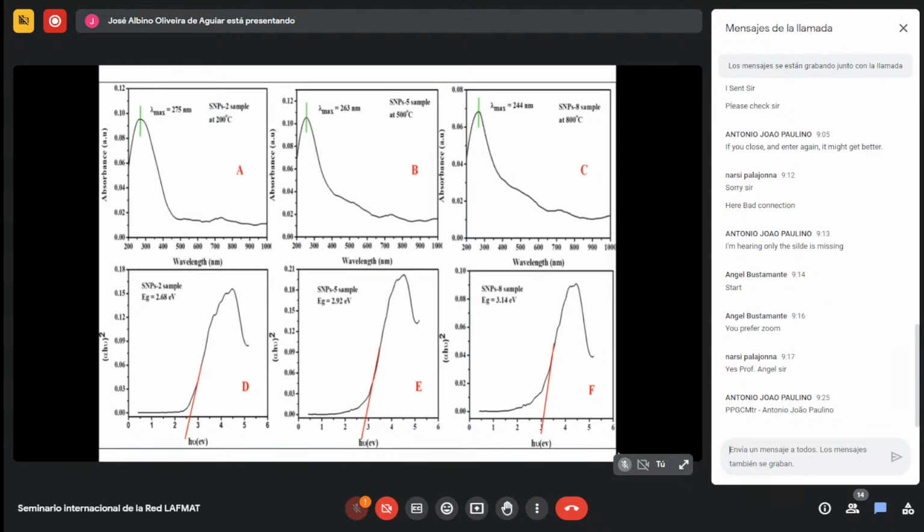At the lower temperature, it shows a band gap value of 2.68 electron volts. But in the case of higher temperature, that is 800 degrees centigrade, the tin oxide nanomaterial band gap is 3.14 electron volts.